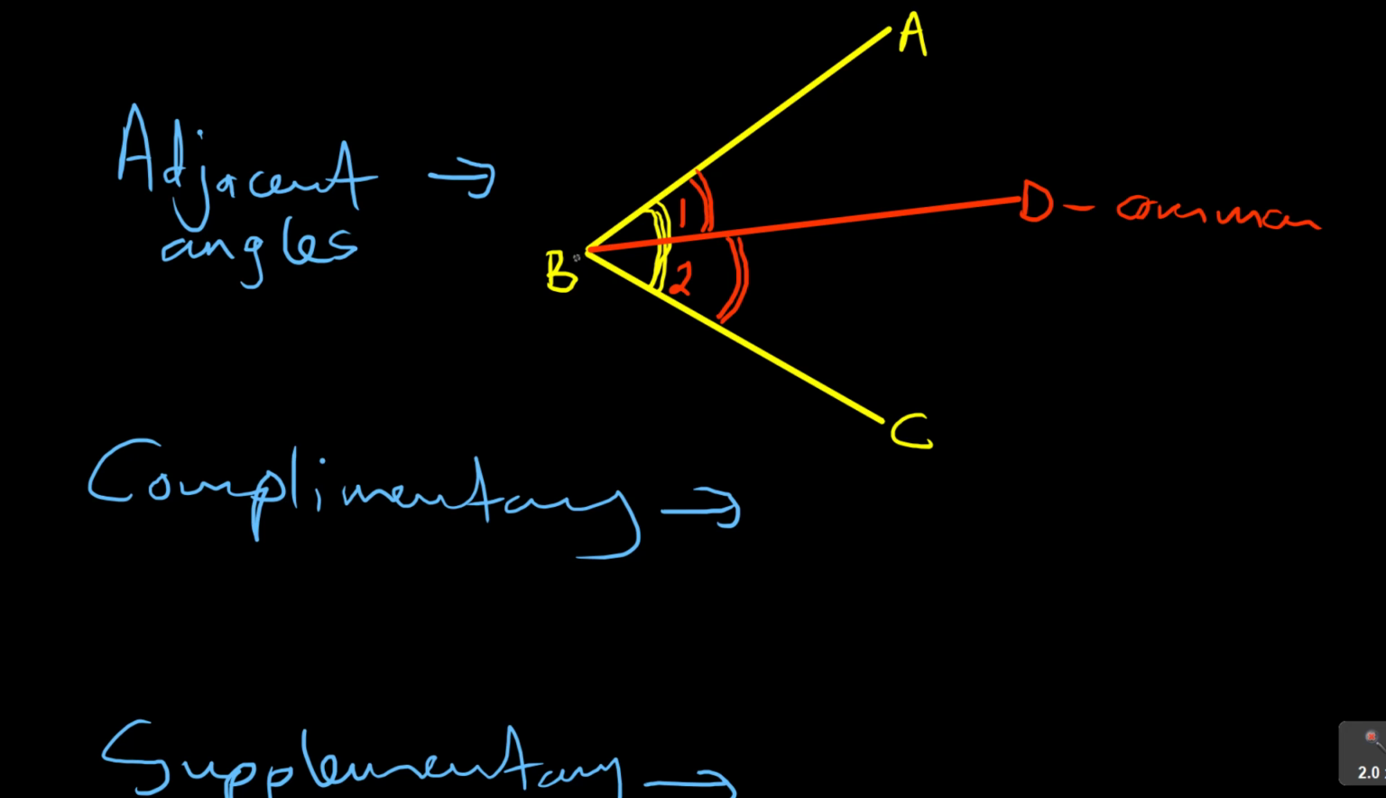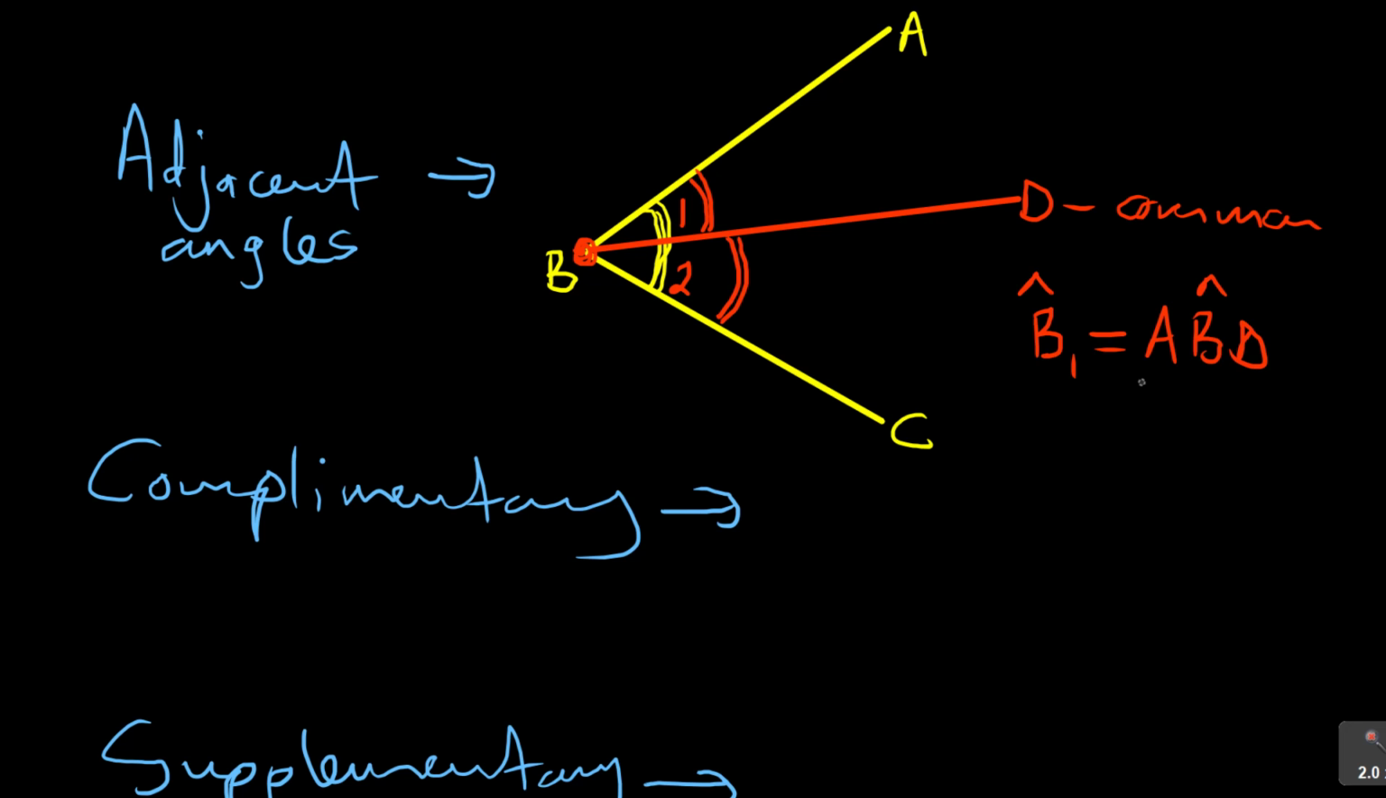Now when we say adjacent, we are saying the angles start from the same point, you see B, and then they have a common line, which is D, and the 2 angles that are formed there, we say these angles are adjacent. So in other words, if I want to label only that angle with 1, we can label it as angle B1. See that?